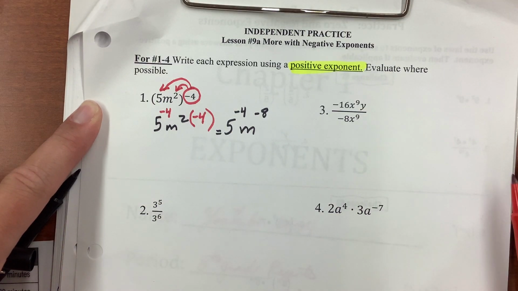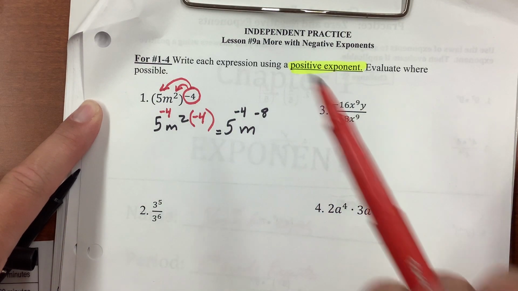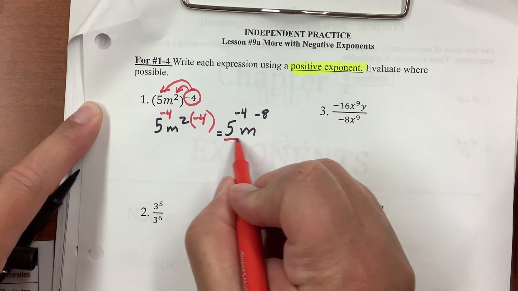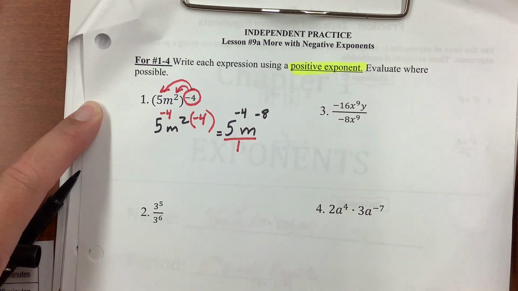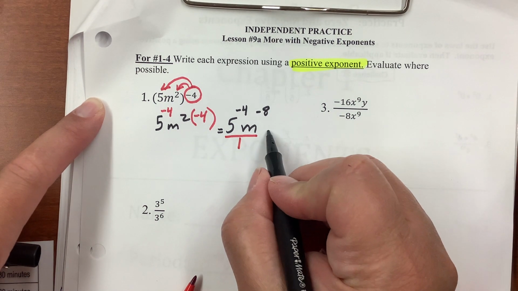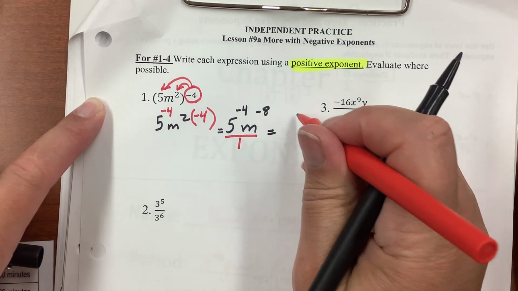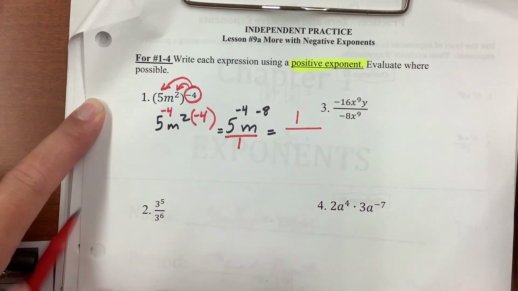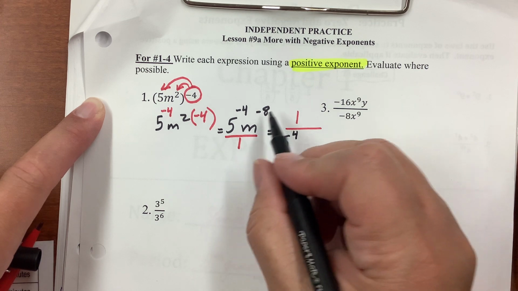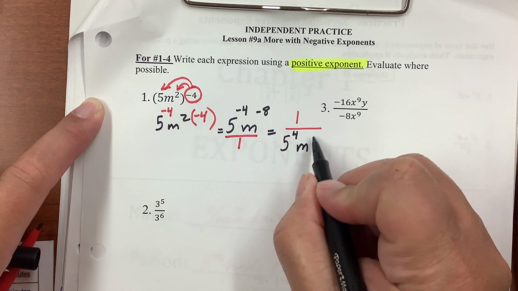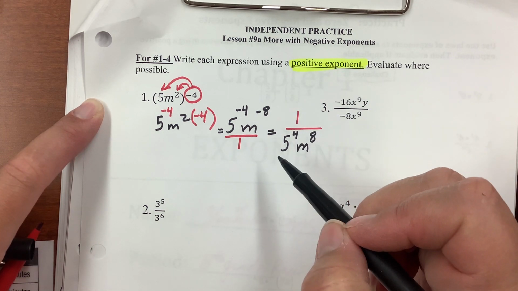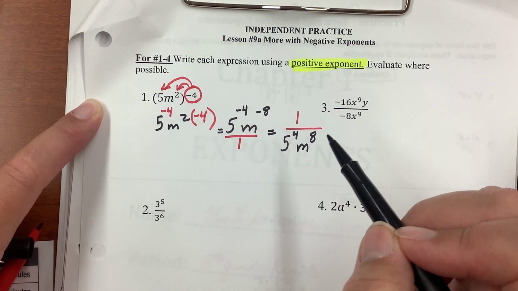Now, this is the part where we get to flip. So I can't flip a number that's not a fraction, so I'm going to make both of these part of the same fraction over 1. So when it flips, the 1 goes on top of the fraction, and 5 is now 5 to the 4th, and m to the negative 8th is now m to the 8th. They both become positive. Once you flip over that bar, you are positive.